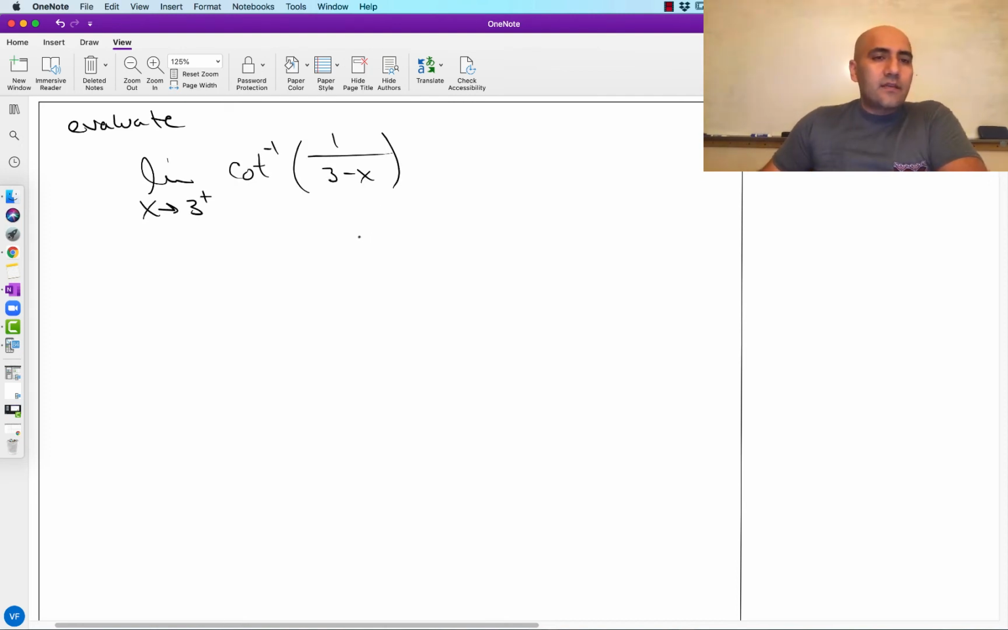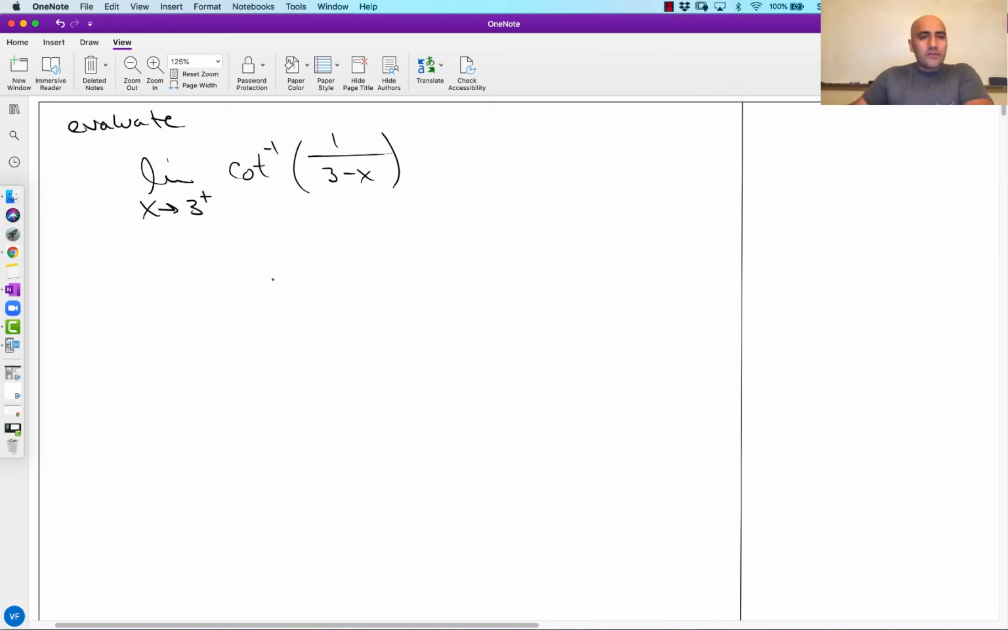Okay, evaluate the limit as x approaches 3 from the right-hand side of cotan inverse of 1 over 3 minus x. Okay, to think about this, note that just the inside part of it, if we figured out the limit as x approaches 3 from the right-hand side of 1 over 3 minus x, in other words, if we let x be a number close to 3 but always a little bit larger, then the denominator is going to grow towards 0 but always a small negative number. So we know that this is growing toward negative infinity.